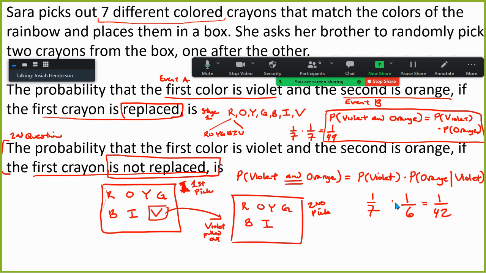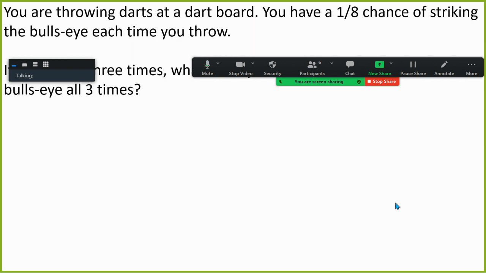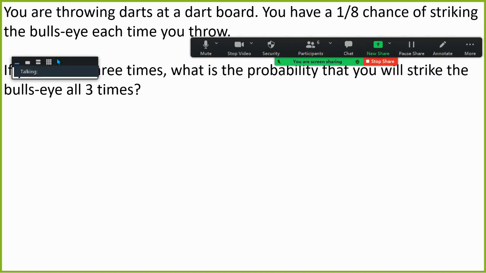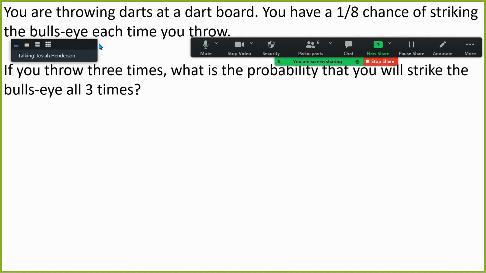Okay, let's look at some more. I took our questions from Edmentum. I changed the numbers though. So they'll look familiar when you do your test later.